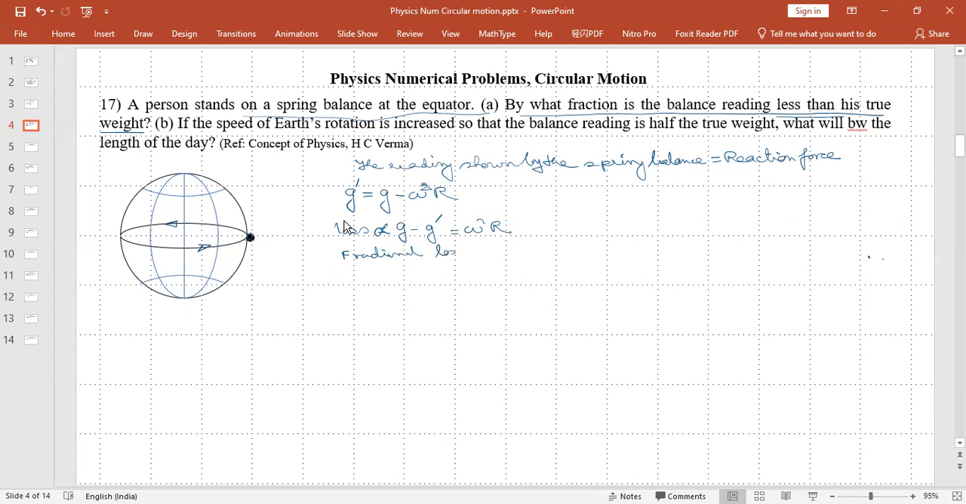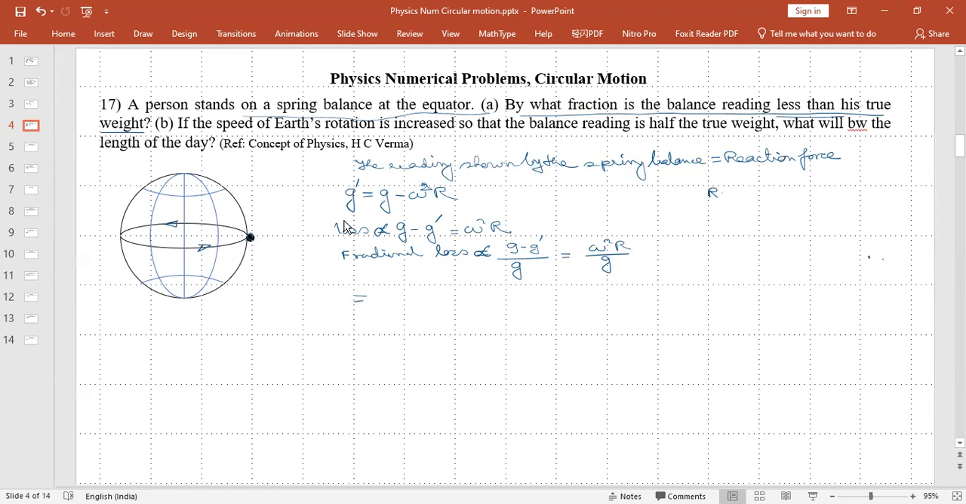So the fractional loss is (g minus g dash) divided by g. Once again, I write proportional because the mass m I have not yet considered. So this is equal to omega squared r by g. This is the fractional loss. Now let us find out the values. We have to only find out this value.